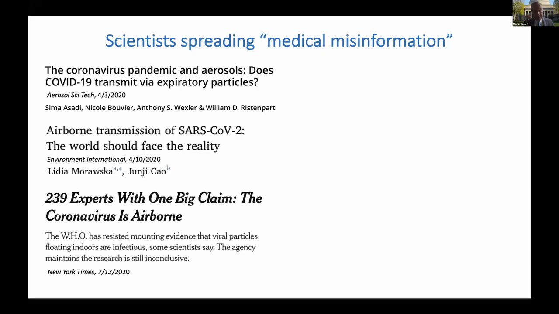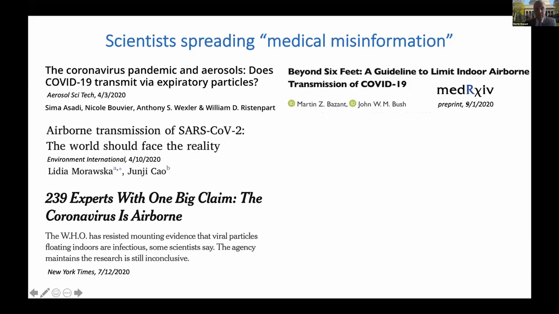And so I wanted to provide a guideline for when you should do that and when you can let people come back, when you can take the masks off, when you can bring them back. So I started working with my colleague, John Bush, and over the summer, ended up formulating a theory and submitting a paper, posting on MedArchive, which had the title Beyond 6 Feet.